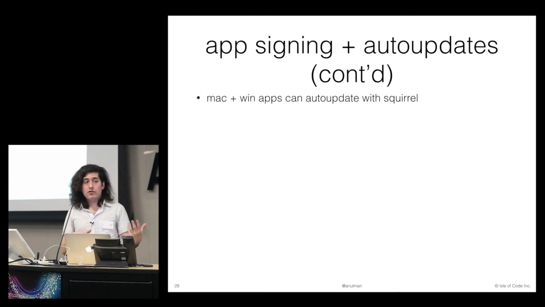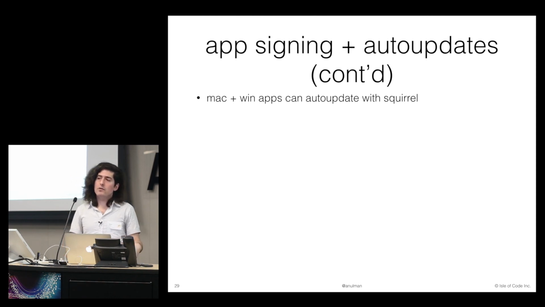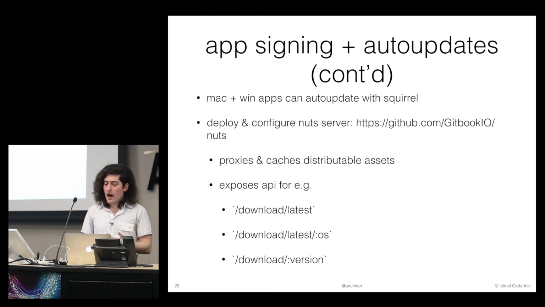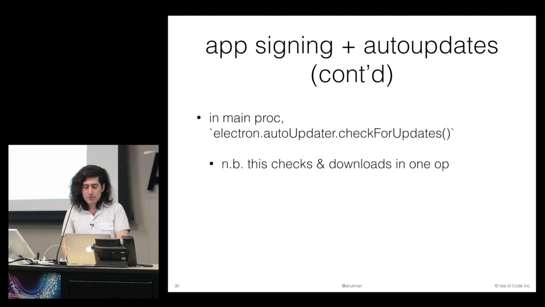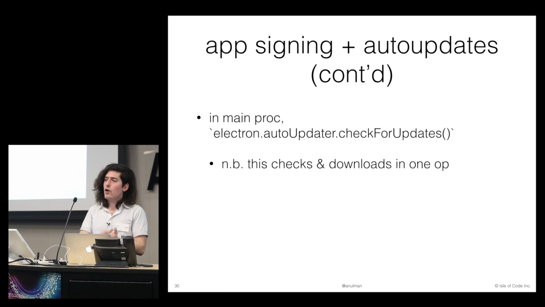Now that you have a published artifact that is your app, Mac and Windows apps can auto-update with Squirrel, which is sort of an automated update process that comes with a pretty strong server environment called the Nuts server. The Nuts server will proxy and cache your distributable assets. So from S3 or from GitHub, it will inspect what releases you're publishing and always be able to serve the most up-to-date version of the app. Then in your main process, you'll want to call the auto updater to check for updates.